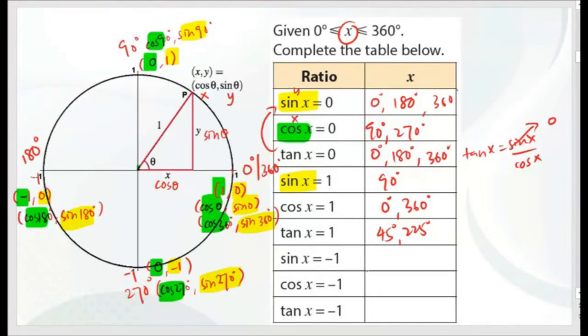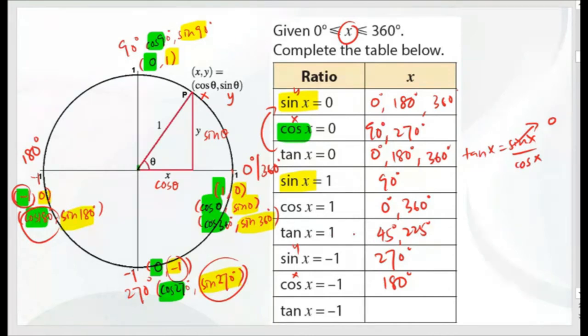Then sine x equals -1. Sine x is y. Y equals -1 is here, so it's 270 degrees. Cos x is the x coordinate. The x coordinate is -1 here, so 180 degrees. Then another one, tangent x equals -1.